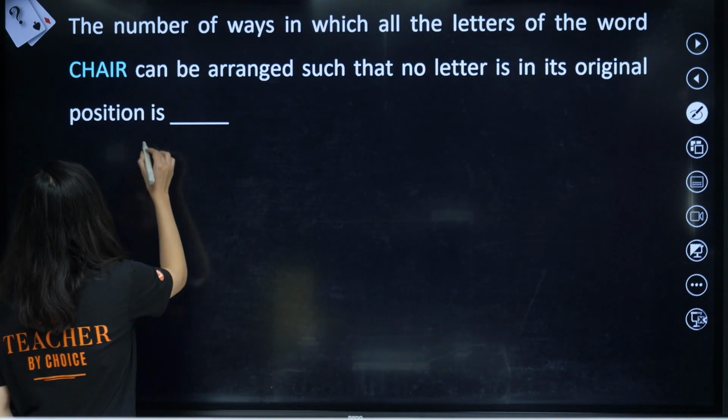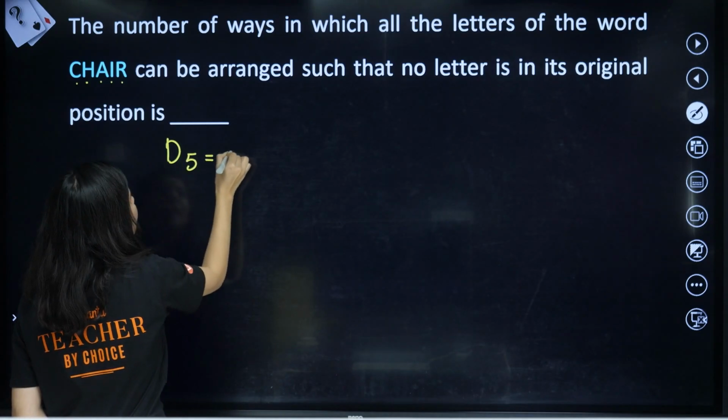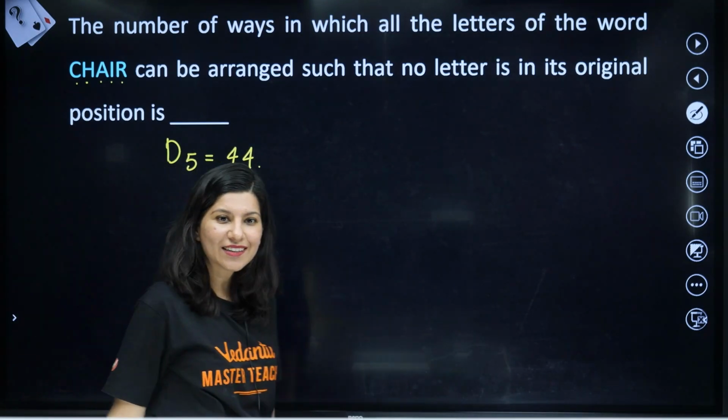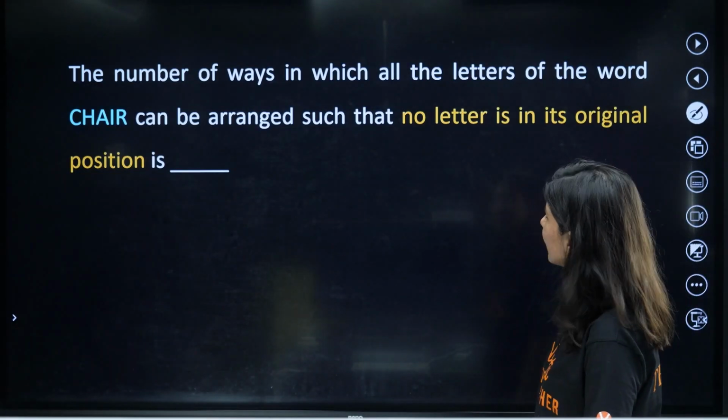So D4 we are talking about, sorry, 1, 2, 3, 4, 5. So D5. D5 we know, ma'am, 44 is the answer. Right? Easy peasy. है ना? ठीक है, तो D5 is the correct answer.